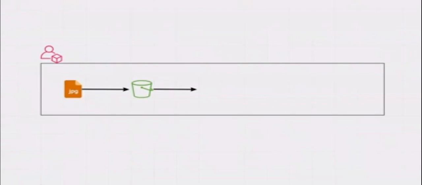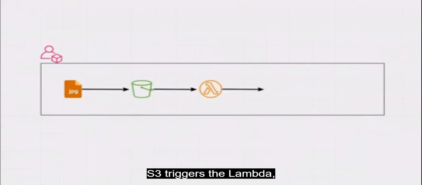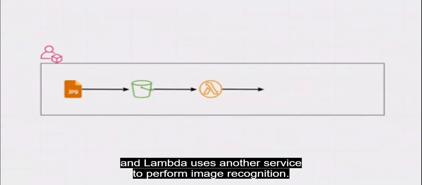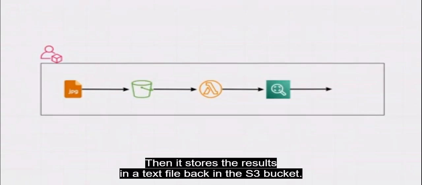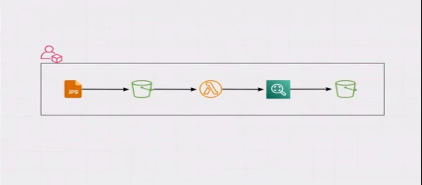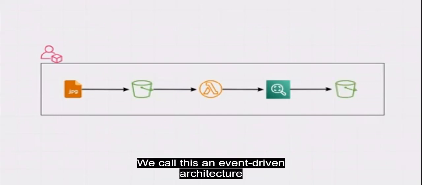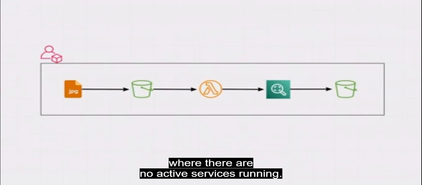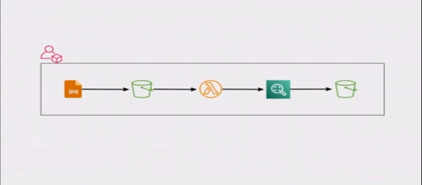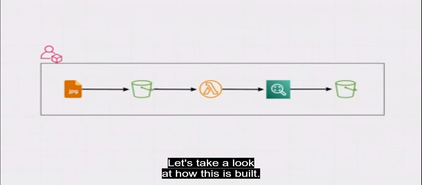So in this example, a user uploads a picture to S3, S3 triggers the Lambda, and Lambda uses another service to perform image recognition. Then it stores the results in a text file back in the S3 bucket. We call this an event-driven architecture where there are no active servers running. Let's take a look at how this is built.